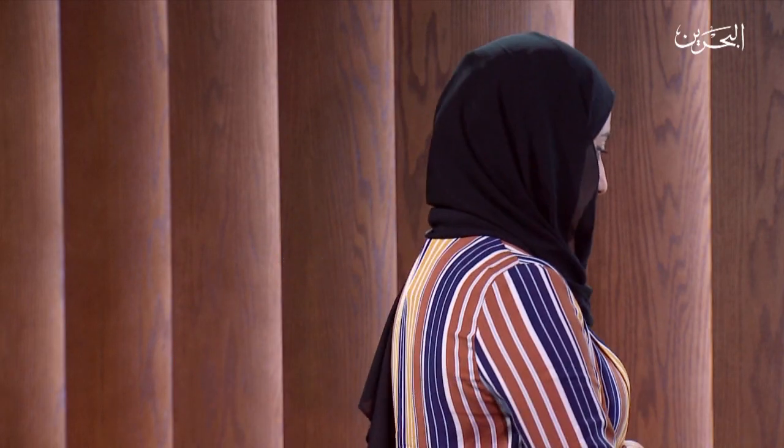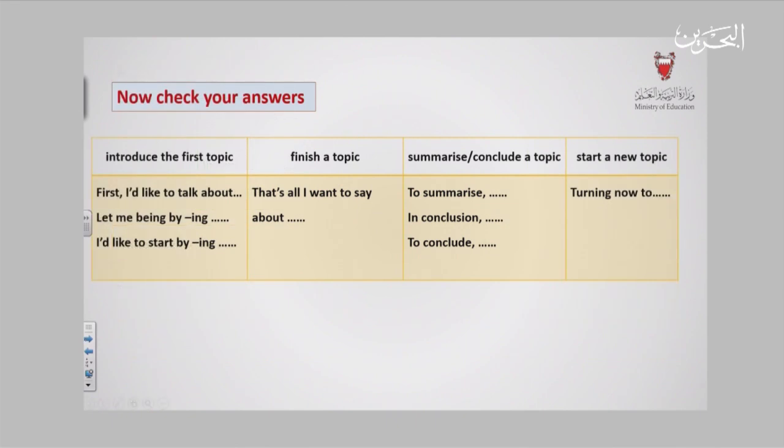I think time is up, and by that you're done. Let's check the answers. Introducing the first topic: first I would like to talk about; let me begin by; I would like to start by. Finish a topic: that's all I want to say about. Summarize, conclude a topic: to summarize; in conclusion; to conclude. To start a new topic: turning now to. Now these are previous information that we're recalling.